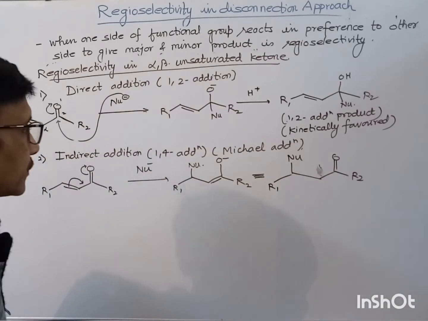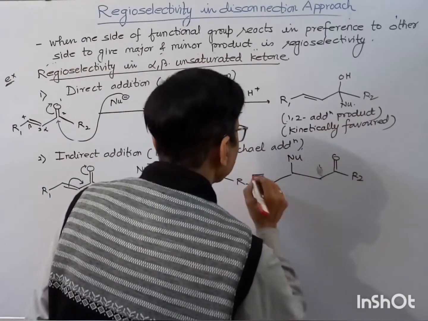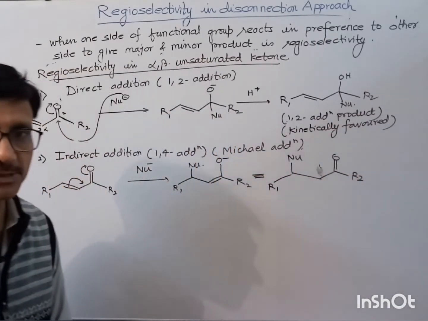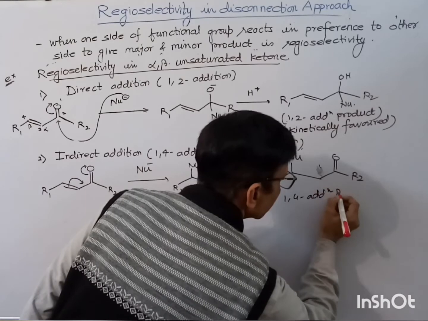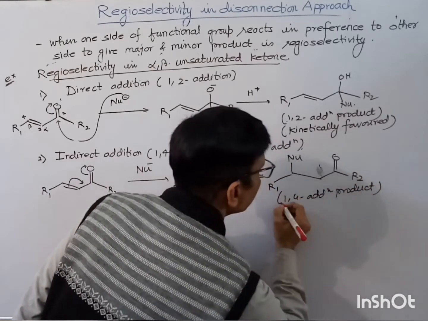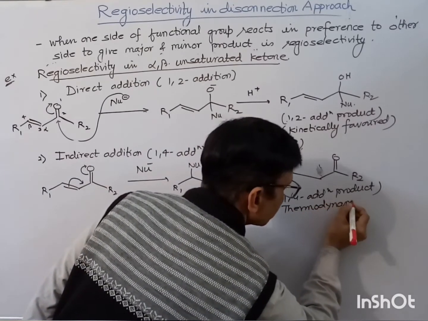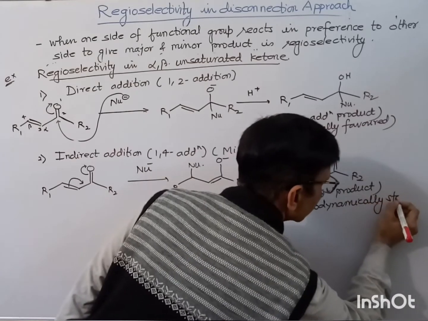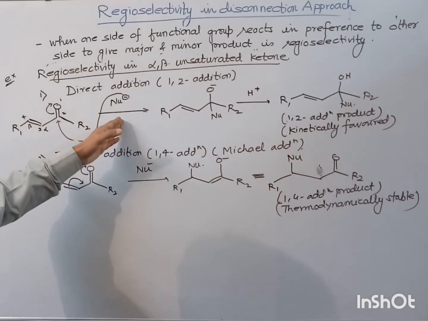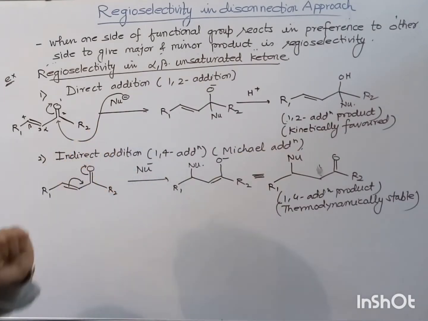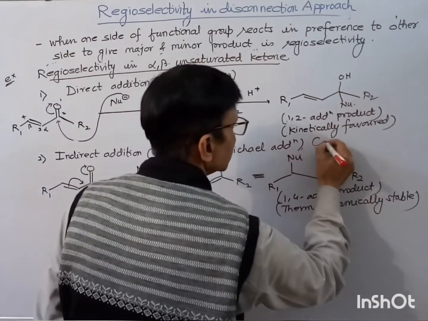So as you can see, after this workup, you will get this product. So this is the 1,4 addition product, and this is the thermodynamically stable product. Now, what is the reason that here the direct addition is taking place, and here the indirect addition or 1,4 addition or Michael addition, which we also say is a conjugate addition?